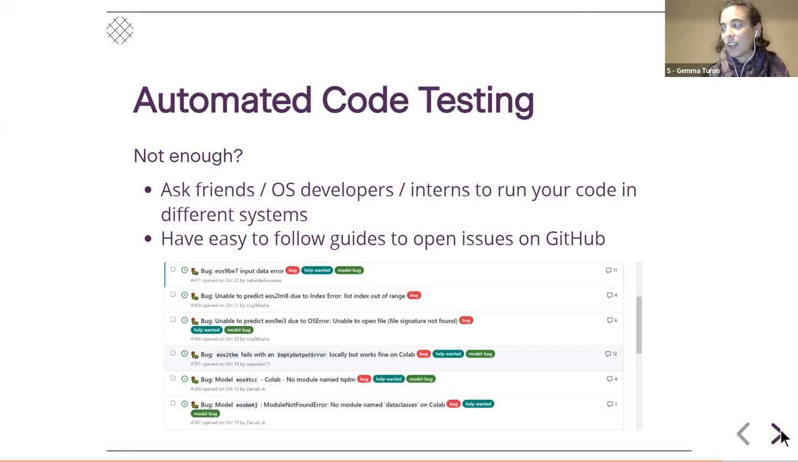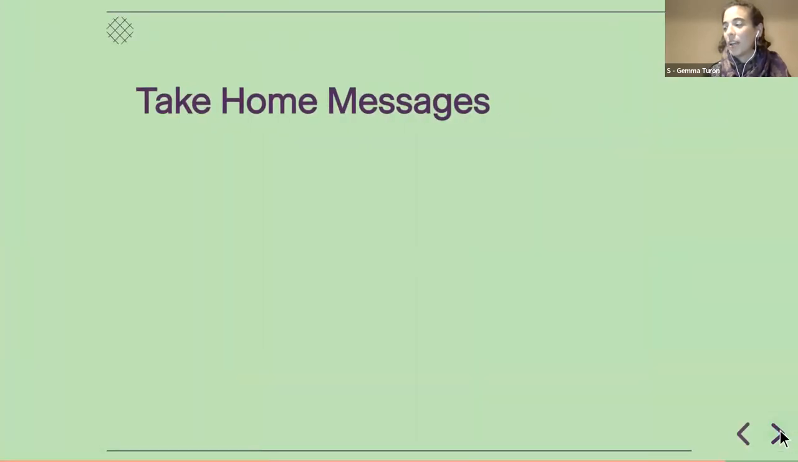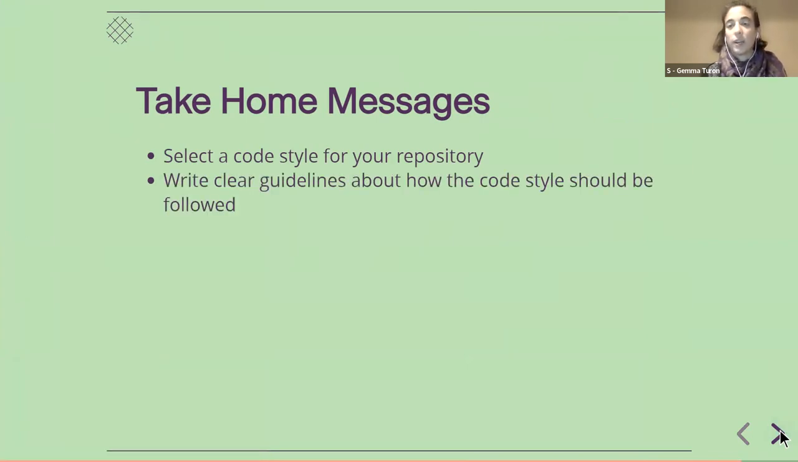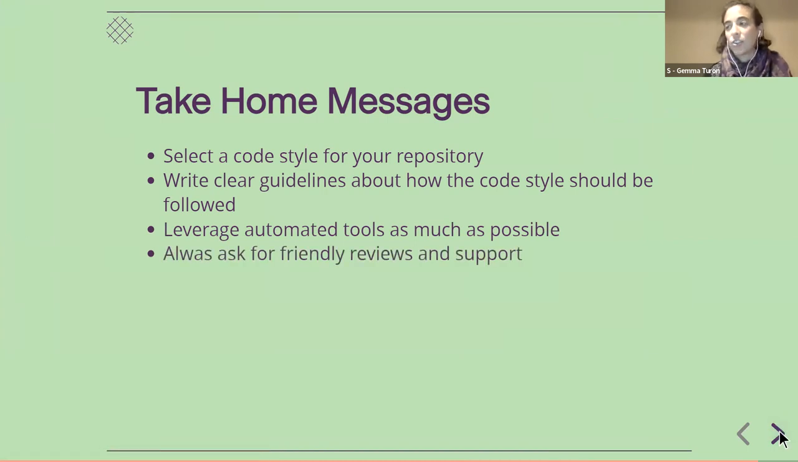But I think I've talked a lot, with a lot of concepts compressed into 10 minutes. I tried to give some applied examples to make it easier to follow. But basically, the take-home messages are: select a code style that you are using, write guidelines or refer to written guidelines of how to follow this code style, leverage automated tools as much as possible to make sure that this doesn't become a big burden for the developers. And just don't hesitate to ask for friendly reviews and support when you are developing your code.